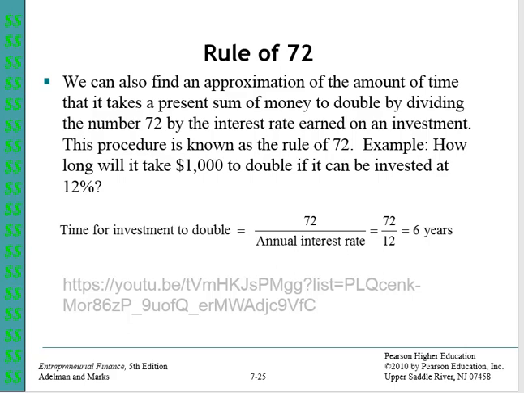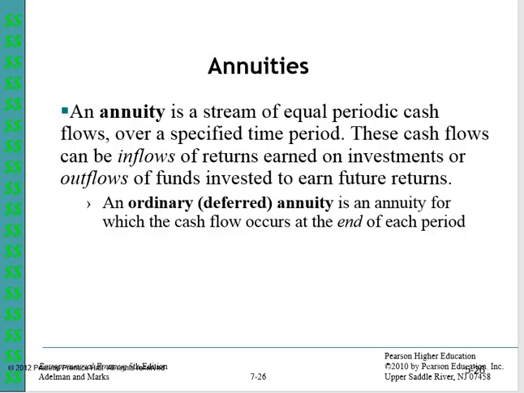Now, continuing on with our analysis, let's go back to some basic questions. Different type of cash flow in this case. Now we're talking about something called an annuity. An annuity is an equal periodic cash flow for a certain period of time. And these can be inflows or outflows.